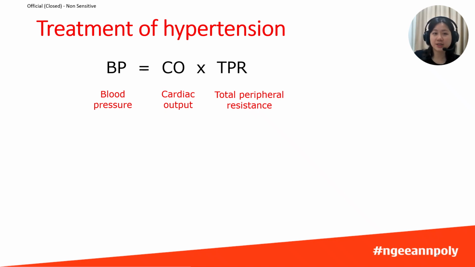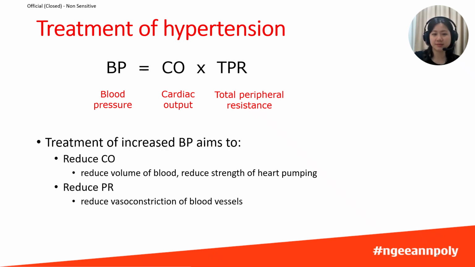In this next section, we will look at the treatment of hypertension. Blood pressure is the product of cardiac output and total peripheral resistance. Cardiac output is the amount of blood pumped by the heart per minute, whereas total peripheral resistance refers to the overall resistance to blood flow in the small blood vessels.